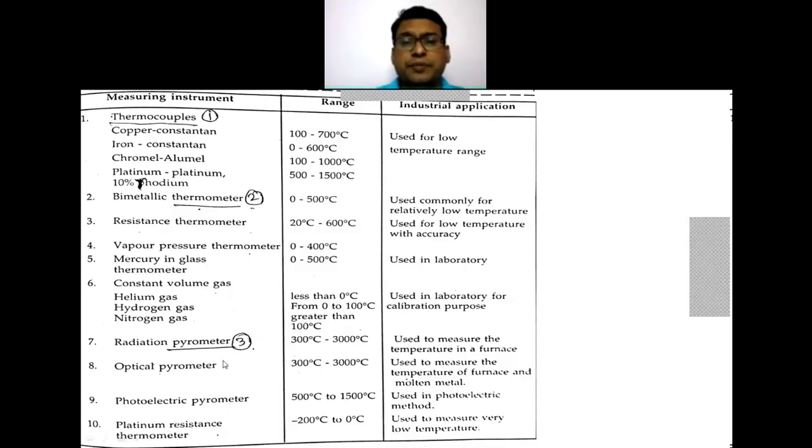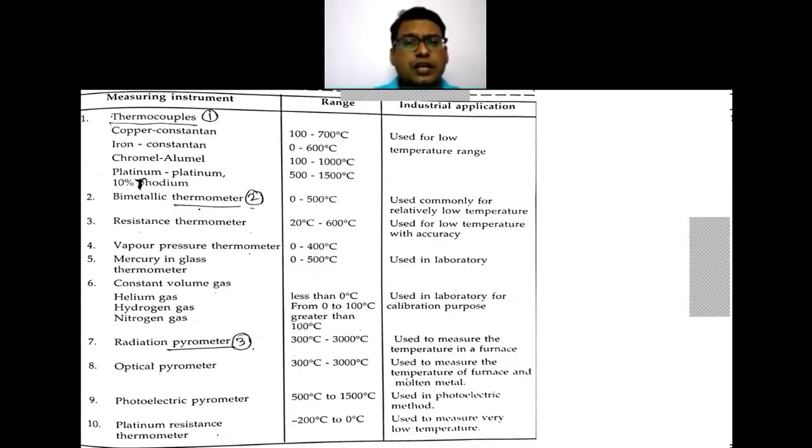Then there are radiation pyrometers, which are going to give you the higher values. All these pyrometers are for more than 1000 degrees Celsius measurement. So radiation pyrometer, that is 300 to 3000 degrees Celsius. Then optical pyrometers are still 300 to 3000 degrees Celsius. And photoelectric pyrometers are used in a range of 500 to 1500 degrees Celsius. Then you have the platinum resistance thermometers, that is minus 200 to 0 degrees Celsius.